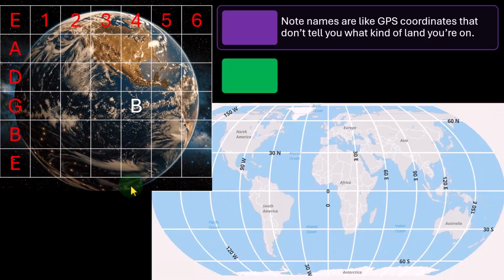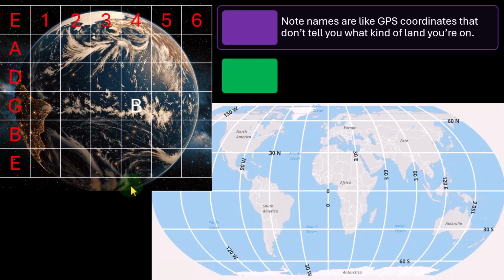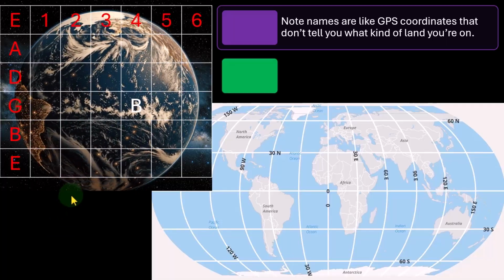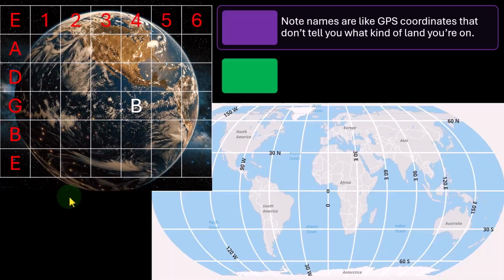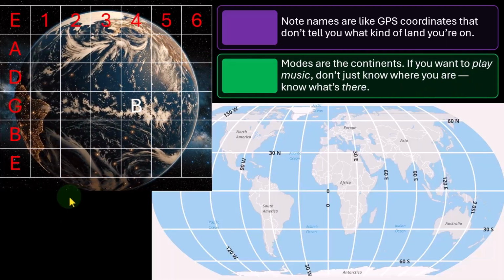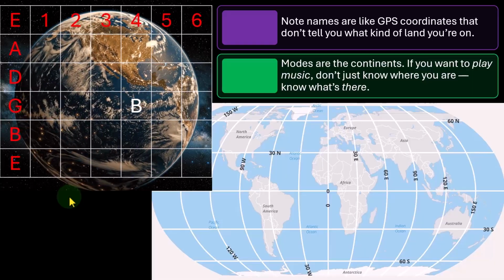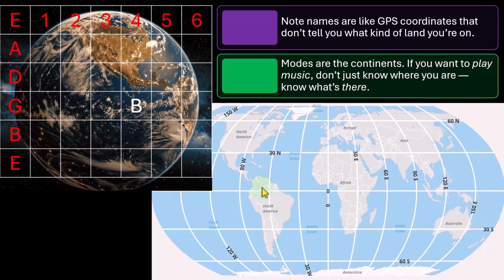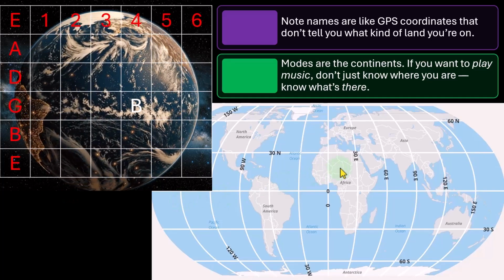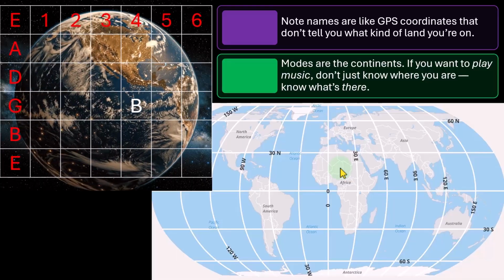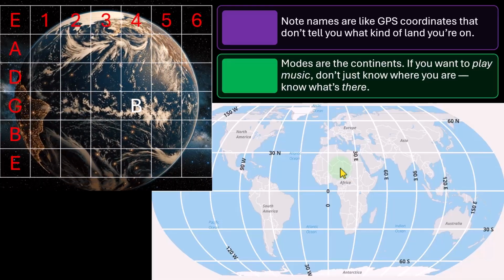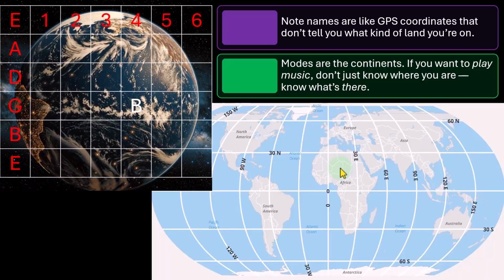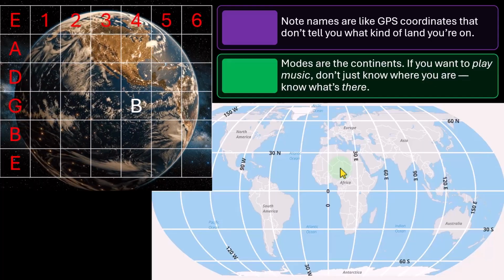Note names are like GPS coordinates that don't tell you what kind of land you're on. They're just telling you kind of where it is, but not what position you're in within the context of your song. So modes are continents. If you want to play music, you don't just want to know where you are, you want to know what's there, meaning I want to be looking at latitude and longitude when my fingers are actually on the continents I have decided to play in, and then name the locations relative to the position I'm playing in, not relative to a grid that's hovering in space.